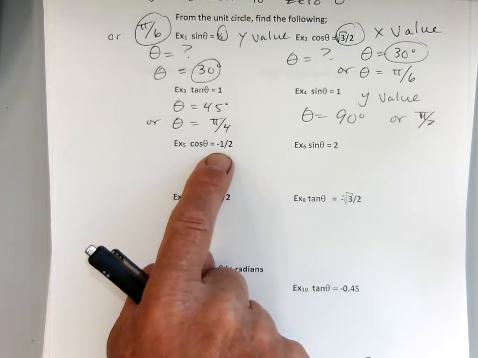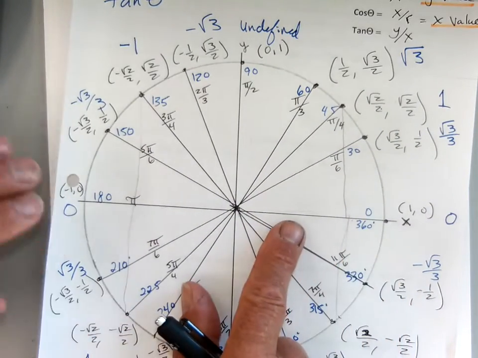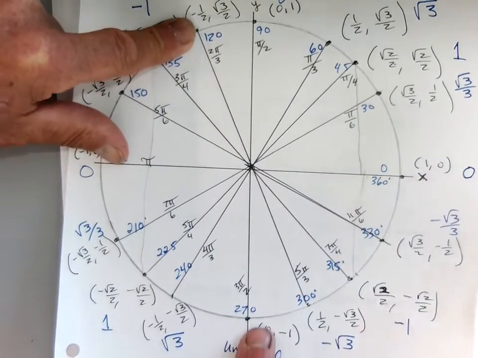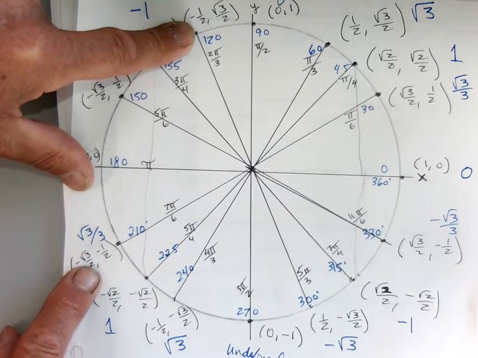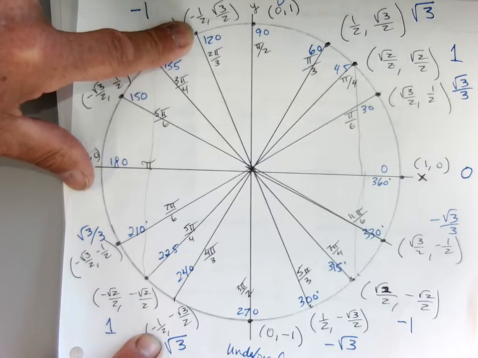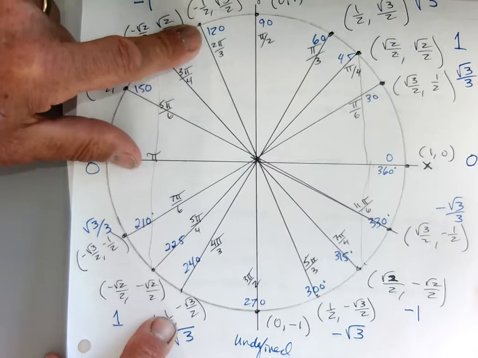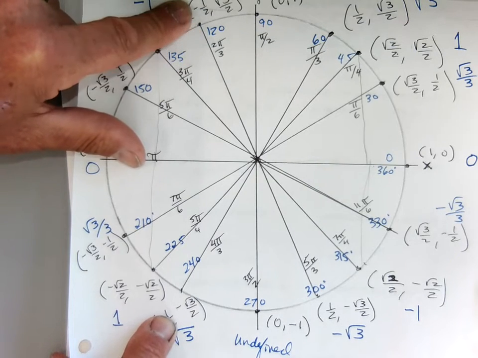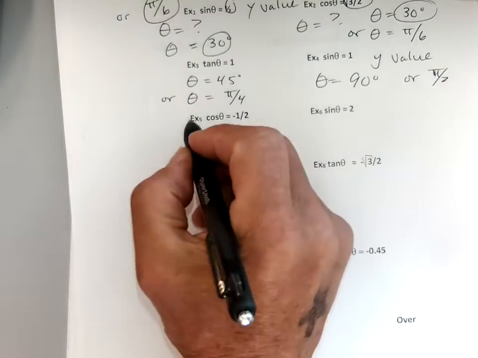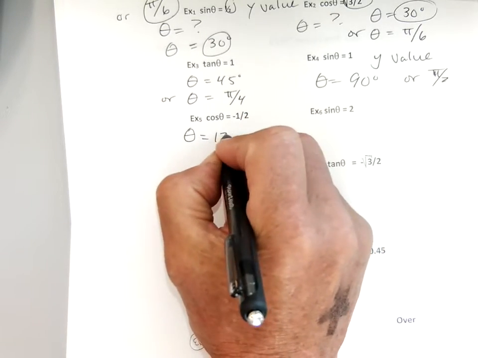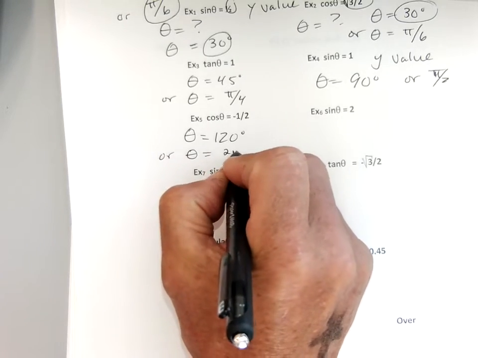Cosine, negative 1/2, okay? Negative 1/2 for an x value is here, or it's here. Nope, I'm wrong. Here or here? Nope, I was right. Here or here. There we go. Okay, so it's either at 120 degrees or 240, but which one's closer to 0? Obviously 120, okay? It's not that hard, right? So cosine's the x value, negative 1/2. X value is here at 120 degrees. 240 is too far away, so we're going to say theta equals 120 degrees, or in radians, it's the same thing as 2 pi thirds, okay?